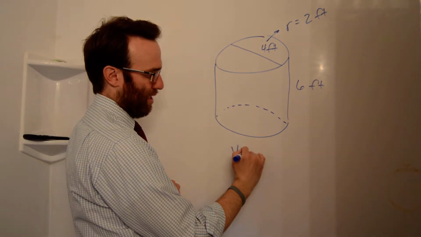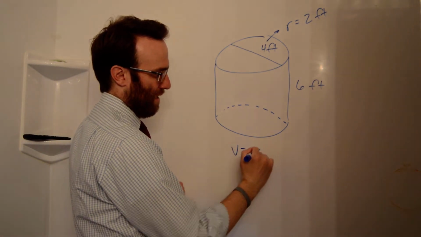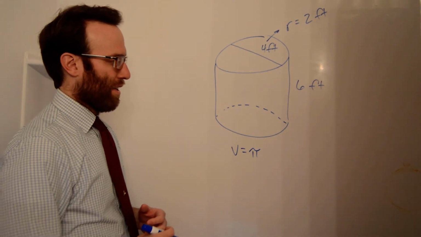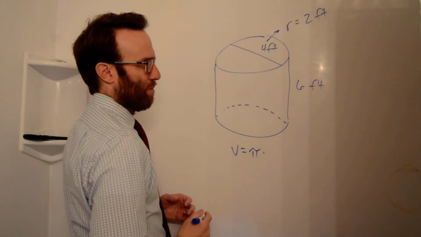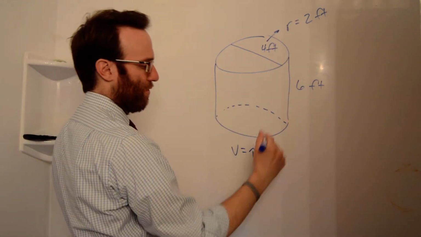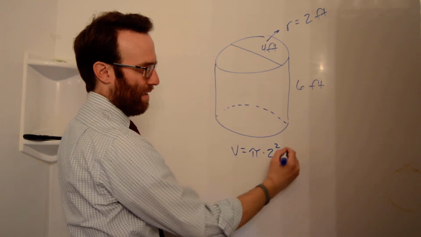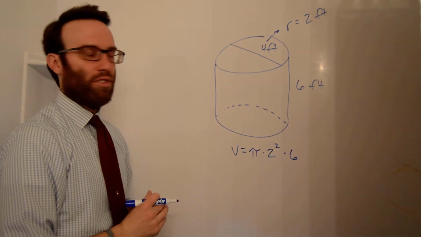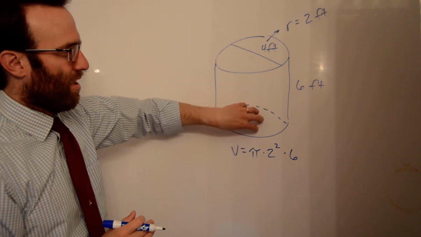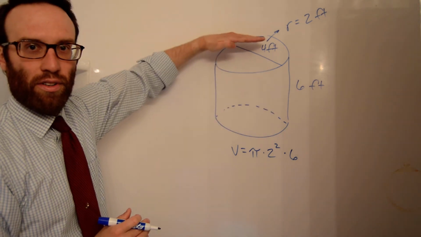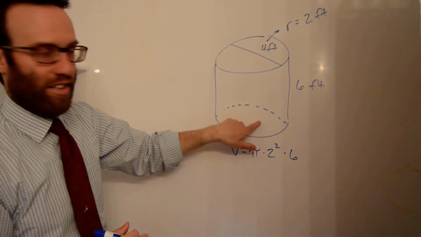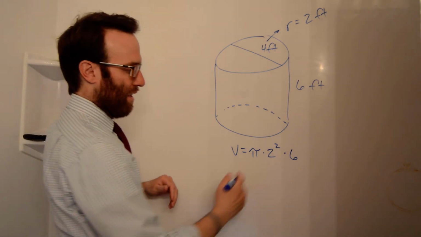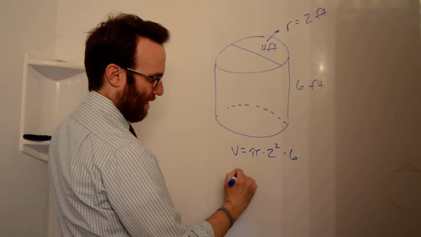So volume equals pi, and we're going to use either the pi button on your calculator or 3.14, either one is fine, times the radius, which is 2 feet, squared, times the height of the figure. Really what this does is take the area of the circle and stack it up three-dimensionally. So pi r squared is the area of the circle, times the height is how tall it is. Okay. So some quick math there.